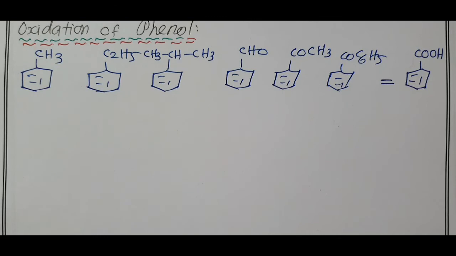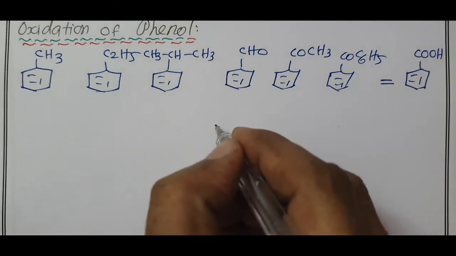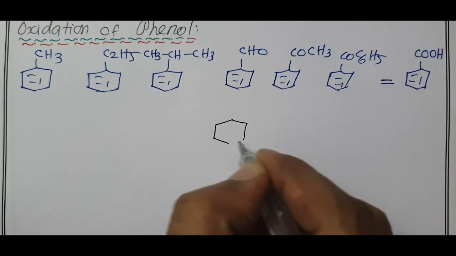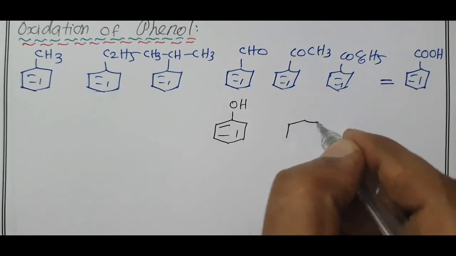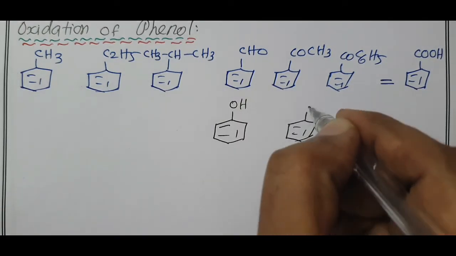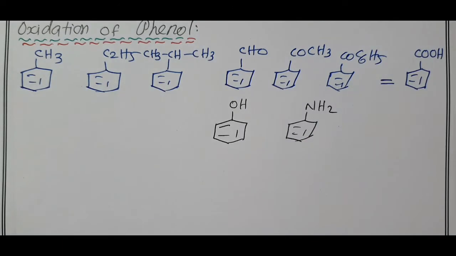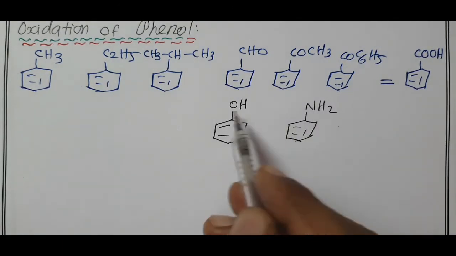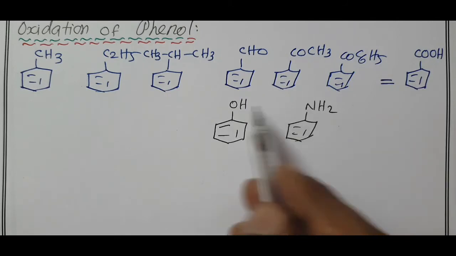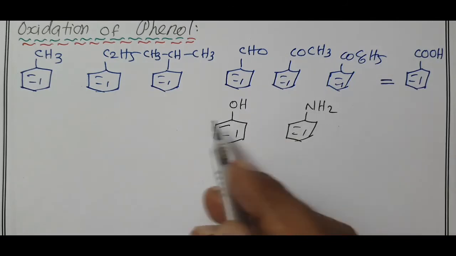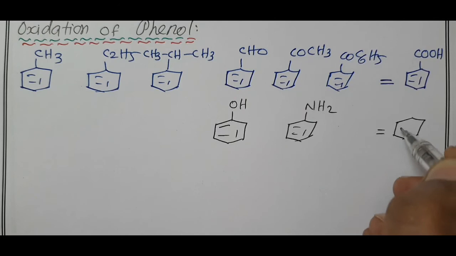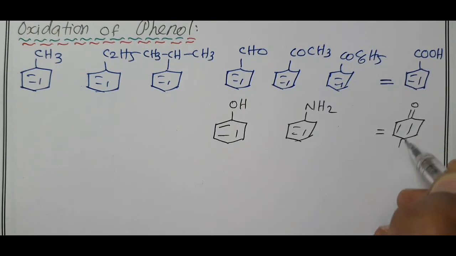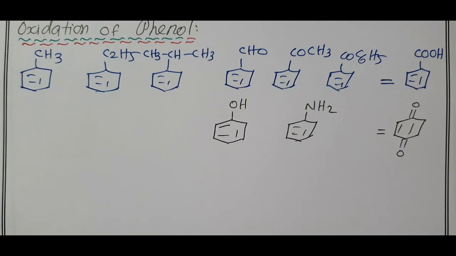And one more 2 compounds we are going to study, that is phenol, C6H5OH, and aniline, C6H5NH2. The side chain does not contain carbon and hydrogen, there is no carbon. These two compounds on oxidation give 1,4-benzoquinone. So remember, there are only two oxidation products of aromatic compounds.